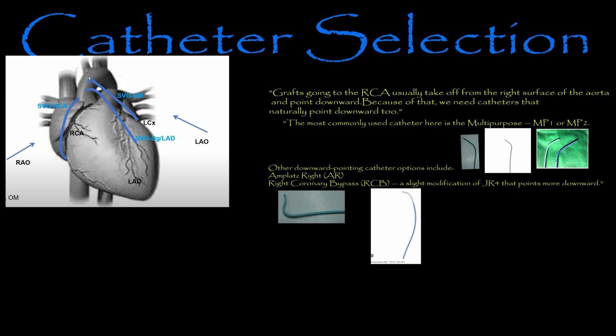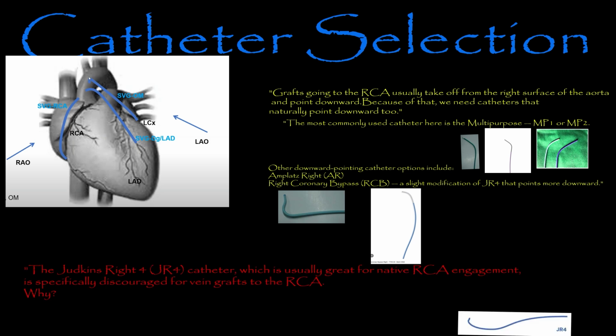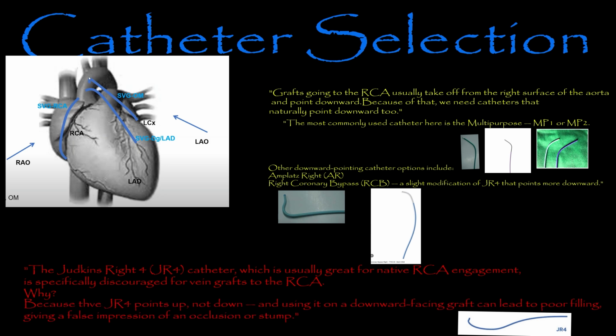Other options include the Amplatz right or the RCB, which is the right coronary bypass. It's a slight modification of the JR4, so don't get those two confused. Now, this is an important caution. The JR4 catheter, which is usually great for native RCA engagement, is specifically discouraged for vein grafts to the RCA. Can you guess why? It's because the JR4 points up and not down. Using it on a downward facing graft can lead to poor filling, giving a false impression of an occlusion or a stump. Make sure you remember that.